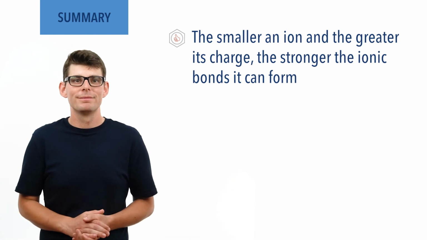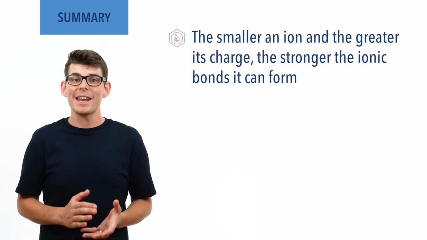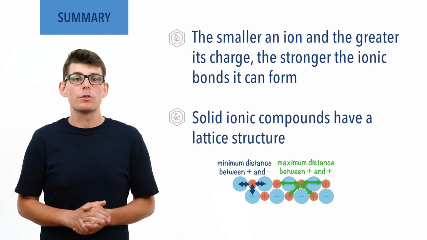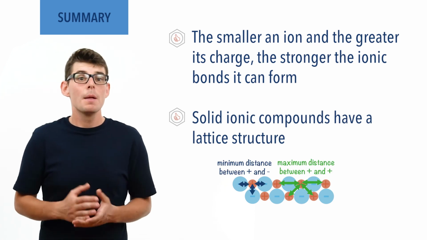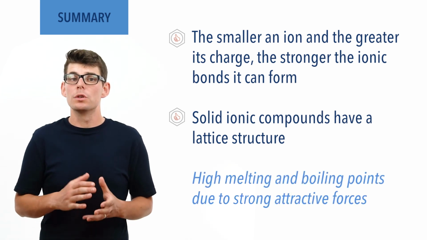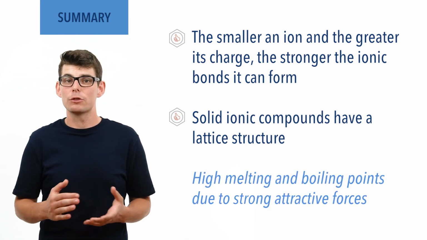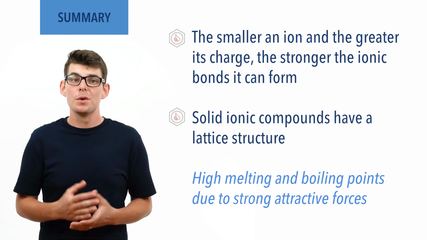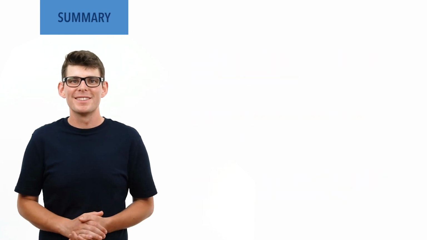Solid ionic compounds have lattice structures to help maximize attraction and minimize repulsion between ions in the compound. They have high melting and boiling points due to the strong forces of electrostatic attraction holding the solid together, requiring large amounts of energy to break.